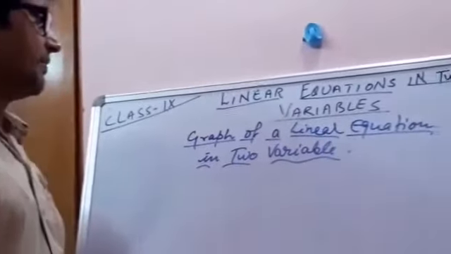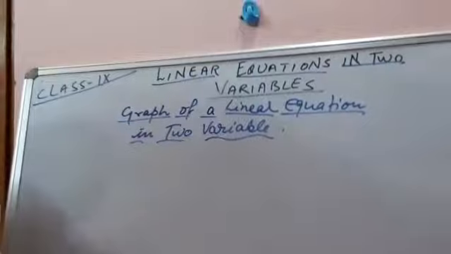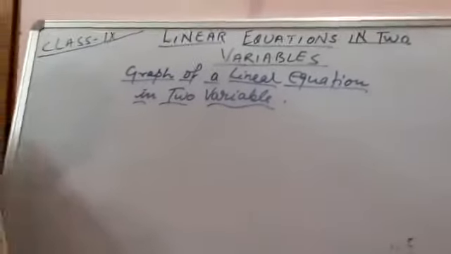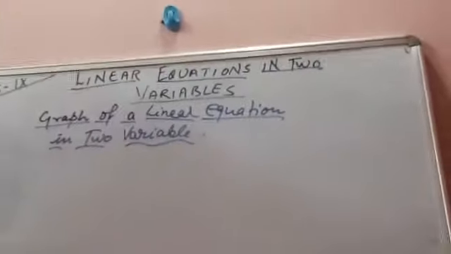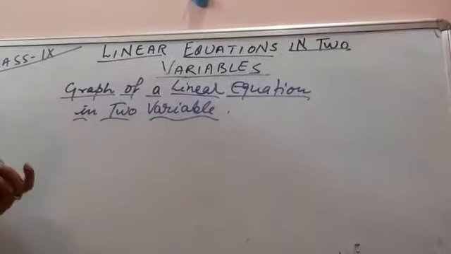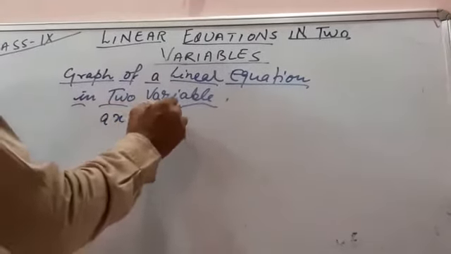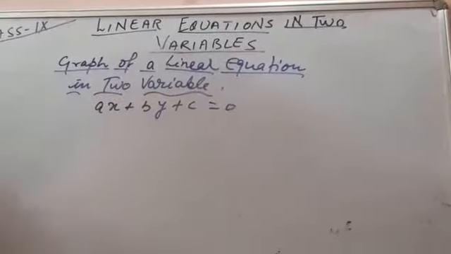Linear equation in two variables. In the last video, I left you and I was talking about the solution of the linear equation in two variables. So whenever we start with the linear equation in two variables chapter, we keep in mind the general form is ax plus by plus c is equal to 0.